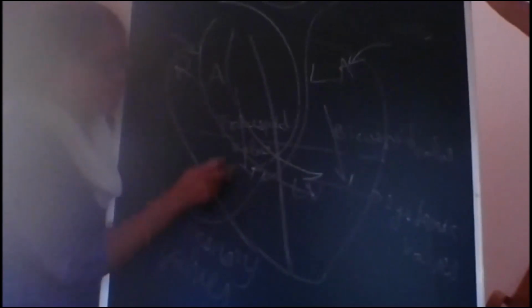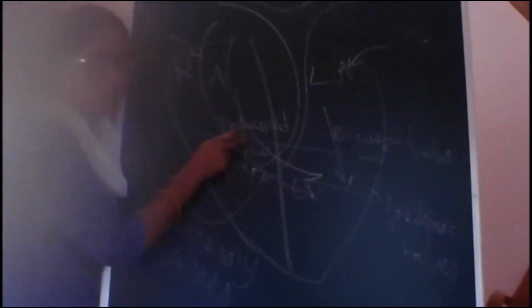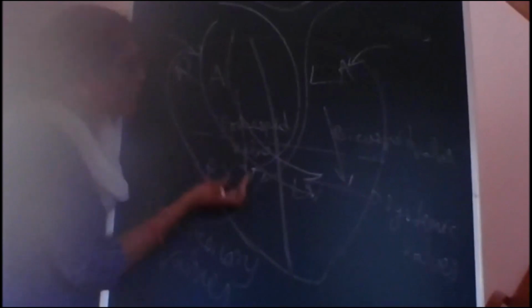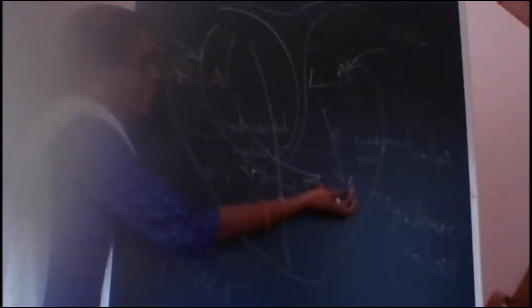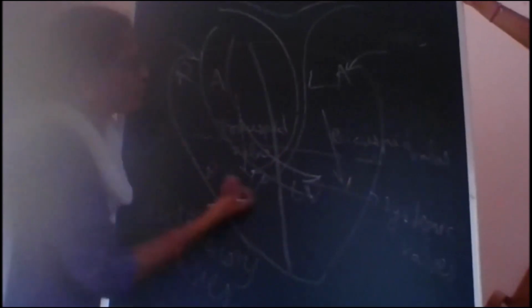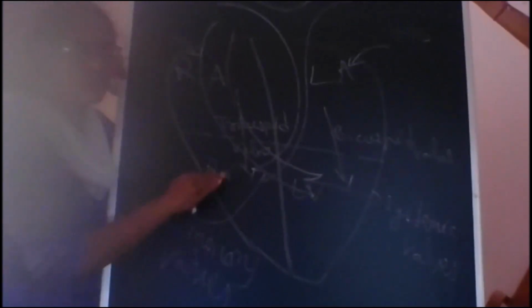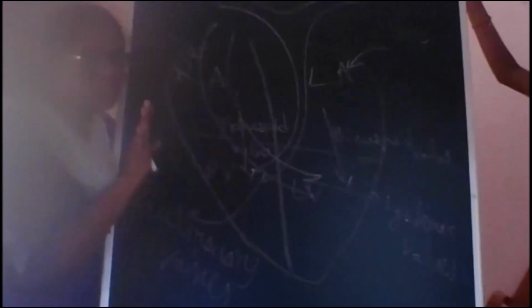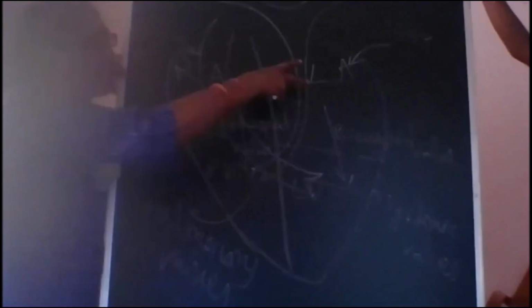Because of that contraction, there are two openings in each ventricle. In the right ventricle, there is an opening to the right auricle, and from the left ventricle to the left auricle. But the blood should not go back. The blood should go from the right ventricle to the pulmonary aorta and from the left ventricle into the systemic aorta. Understood, children? It should go into the arteries, pulmonary aorta and systemic aorta. But it should not go back into the auricles, the upper chambers of the heart.